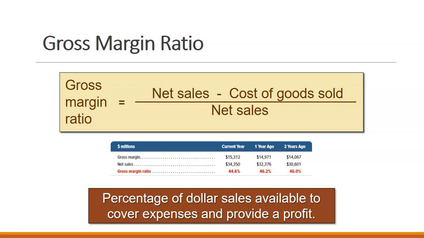So we see, looking at Nike's information again, they have a gross margin ratio between 44% and 46% over a 3-year period. This means that 44 cents of every dollar that they earned is available to cover expenses and provide them a profit.